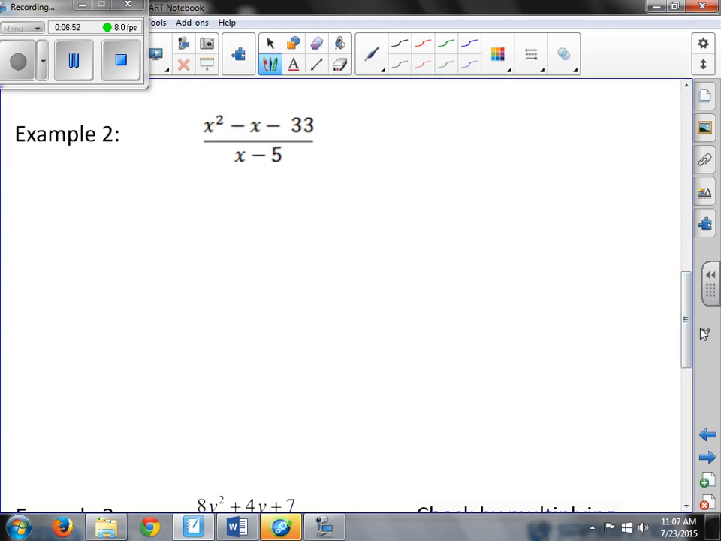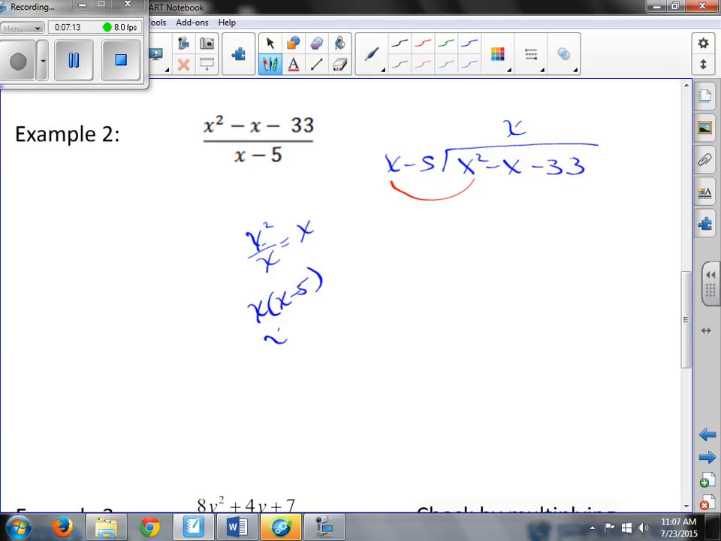Okay, we want to divide x minus 5 into x squared minus x minus 33. So I'll start off, x times what makes x squared? Well, x squared divided by x. When I subtract the exponents, I just get x. So now I'll have x times x minus 5, which gives me x squared minus 5x.